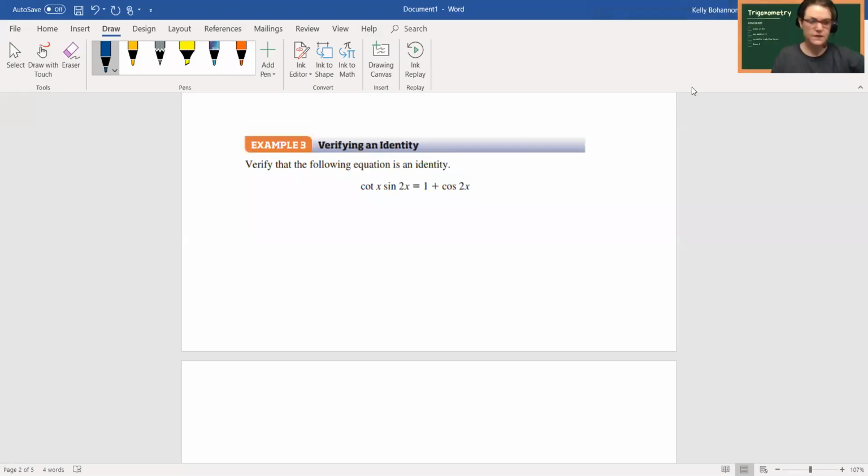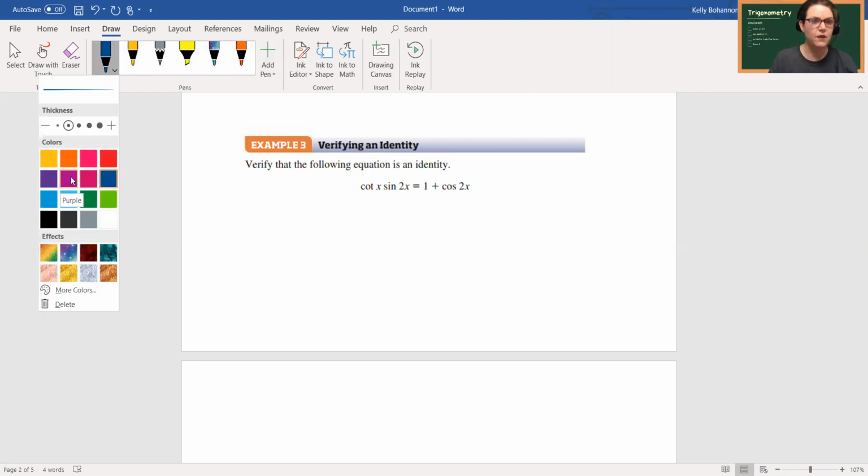All right, this is example 3, verifying an identity. We're using double angle identities. And I actually think I'm going to do example 3 and 4 because this one is so simple. So just like with all of our other verifying identities, you want to start with the side that is considered to be the most complicated or complex side.